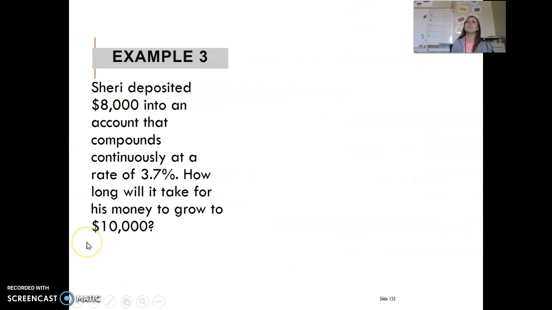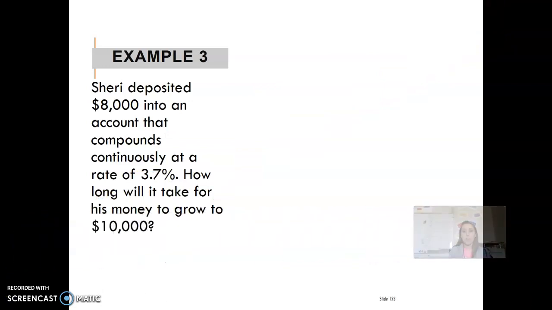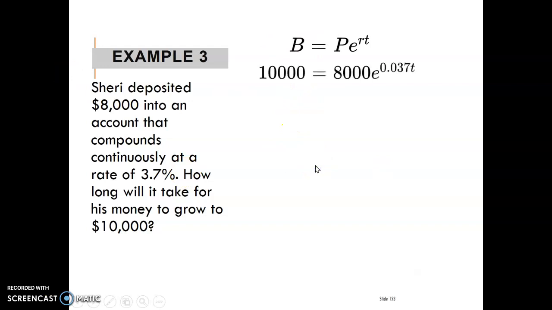Now let's think of something when we do continuously compounded. Sherry deposited $8,000 into an account that compounds continuously at a rate of 3.7%. How long will it take for her money to grow to $10,000? So we can take all the things that we know. We're going to be using the continuously compounded formula, which is B equals P e to the rt. So we're going to plug in the things we know. We're going to end at 10,000 and we started at 8,000.